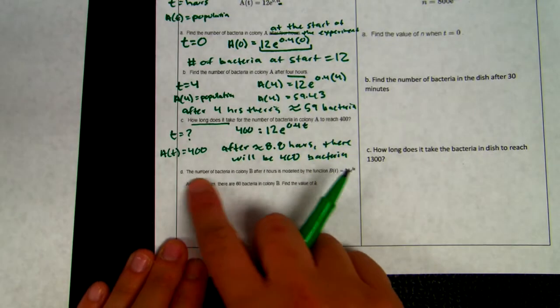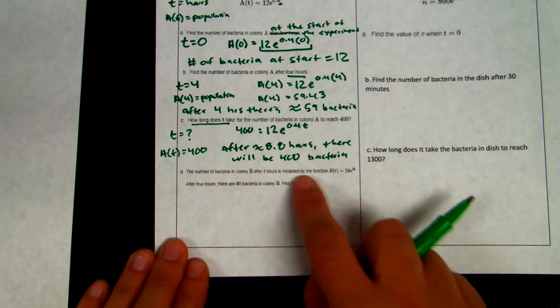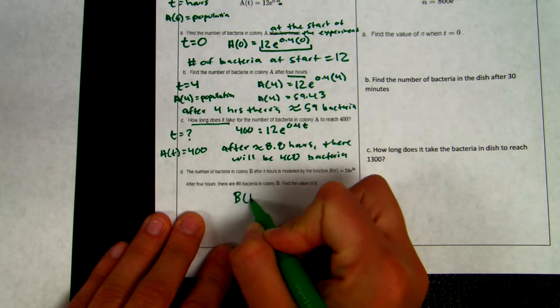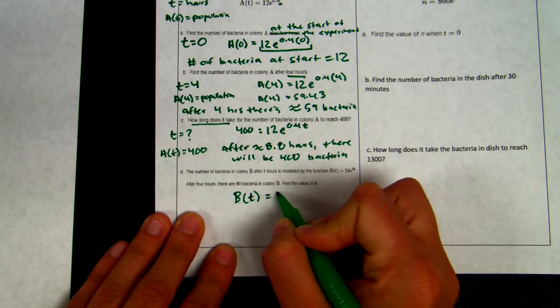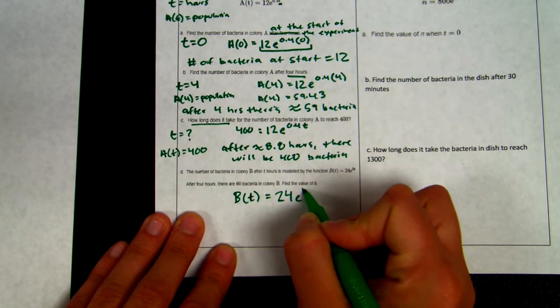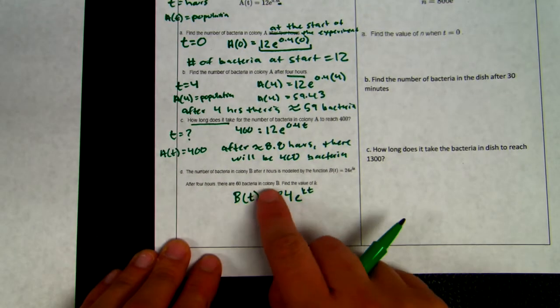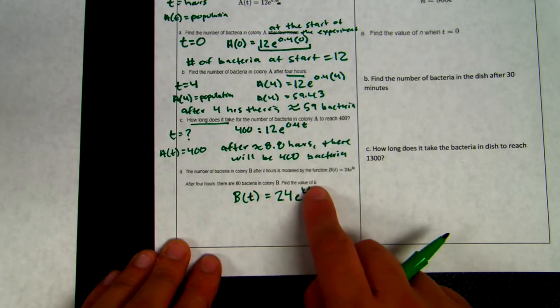All right, last one here. The number of bacteria in colony B after 10 hours is modeled by this function. Wow, that's really hard to read. I'm sorry. Let me rewrite that here. B of t is equal to 24e to the kt. Okay? After 4 hours, there are 60 bacteria in colony B. Find the value of k.